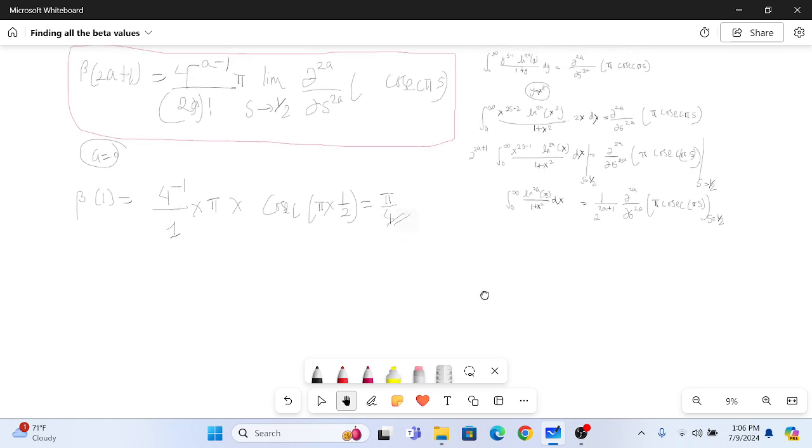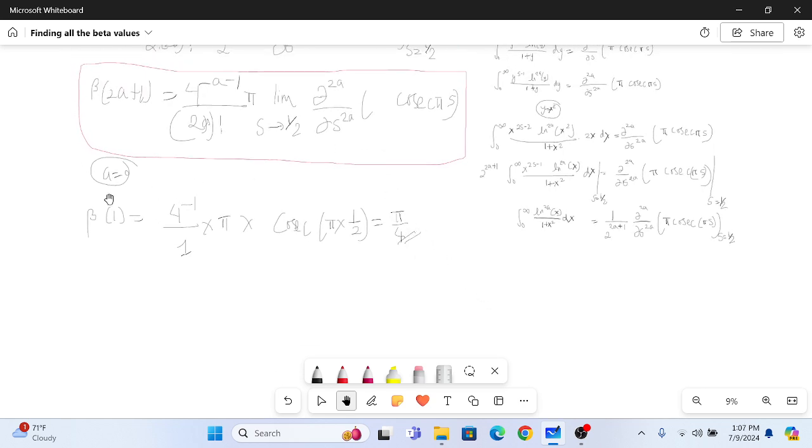So for beta of 3, we need to put a equals to 1. So let's find its derivative of cosec pi s. For beta of 3, put a equals to 1, so this is 1 by 4 to the power 2. Yes, because 4 to the power minus 2 is 1 by 4 to the power 2. And then since a is 1, now this is 2 factorial. Yes, and then limit s tends to 1 by 2.